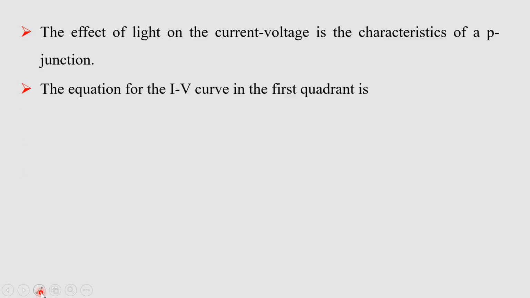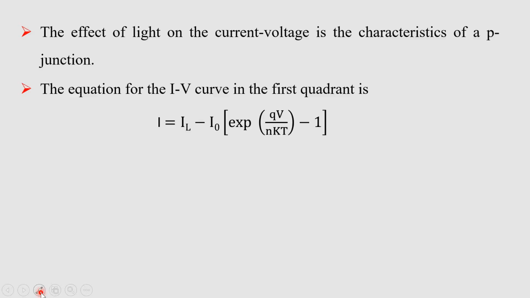And the equation for the IV curve in the fourth quadrant means the effect of light. That's why the equation is written as I0 times (exp(qV/nkT) minus 1) minus IL. That's the fourth quadrant curve, and the other curve is in the first quadrant.